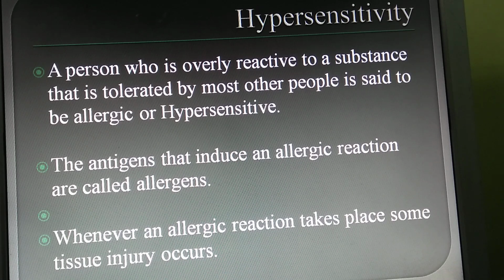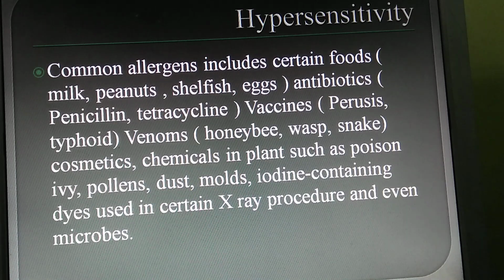Overall, this immune system works to fight against infection, bacterial, viral, fight against toxins, fight against different types of tumors including cancer, and at the same time this immune system also works during allergy. During allergy, the antigens that induce allergic reactions are called allergens. Whenever an allergic reaction takes place, some tissue injury occurs.